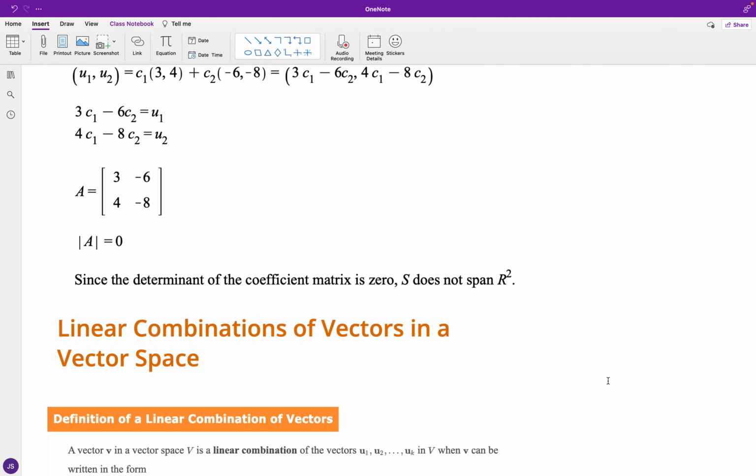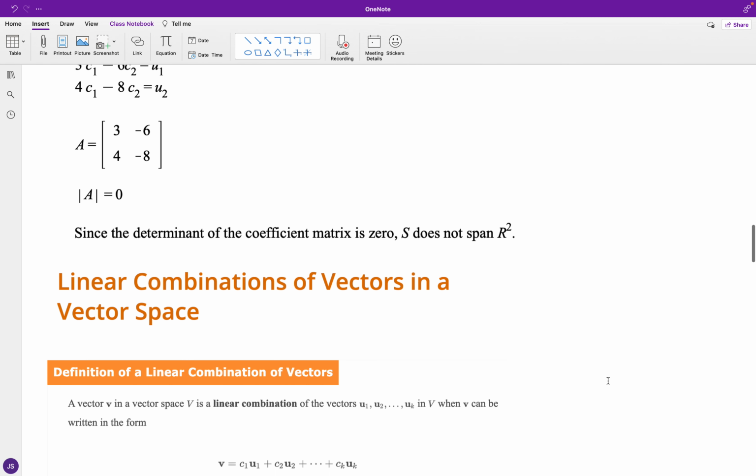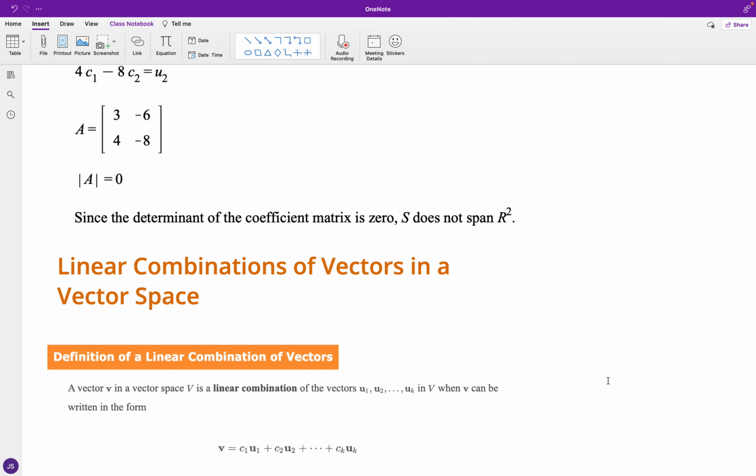Now going back to linear combinations, in the case of a vector space, we have by definition a vector v in a vector space that is a linear combination of the vectors.